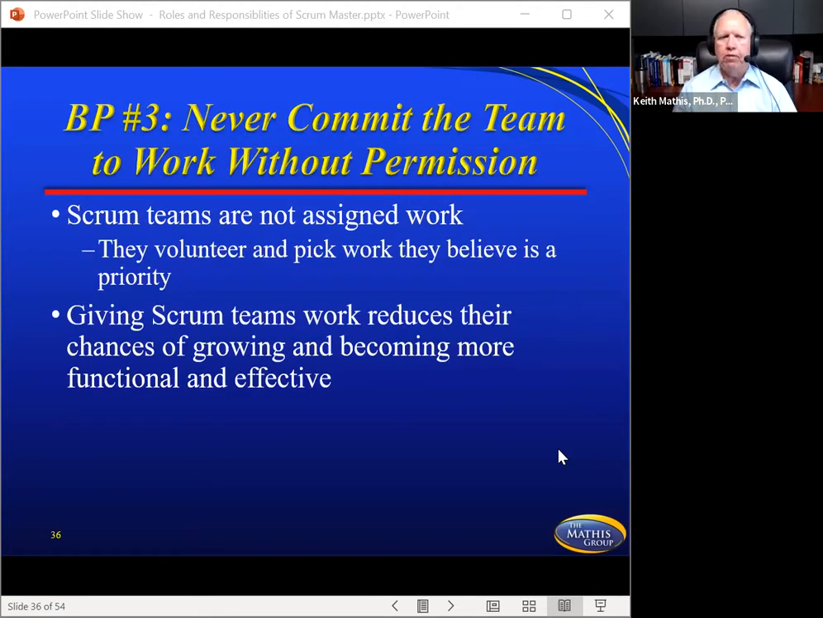Number 3 would be never commit the team to work without permission. So as a Scrum Master, once again, you're not a project manager, and so you're not the authority over them, you're working with them. So Scrum teams are not assigned work. They volunteer or they pick work they believe in as a priority. Now, you might not be to this place with your Scrum teams, and that's okay. Maybe your Scrum teams are assigned work. Frank, this is what you're doing. So maybe they are. But the point is, this is that evolution we're talking about. So giving Scrum team work reduces their chances of growing and becoming more functional or effective.